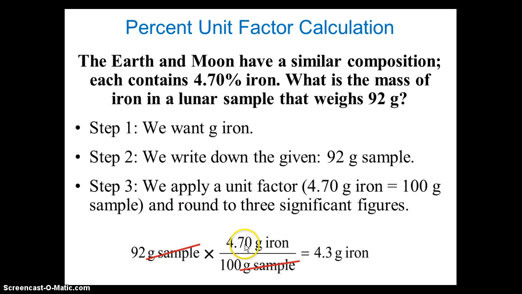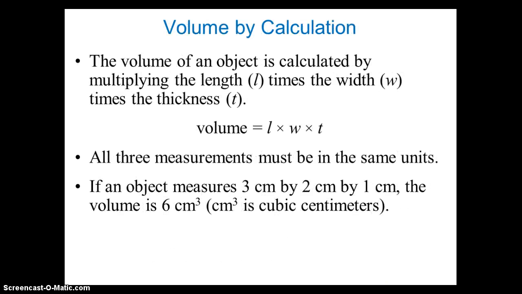So you can see 4.7 grams of iron divided by 100 grams of sample. The way we set up, grams of sample cancels, and when you multiply and then divide by 100, you get 4.3 grams of iron. So you can take percent as a unit factor in a unit factor calculation too. We'll take volume calculations in our next lecture.